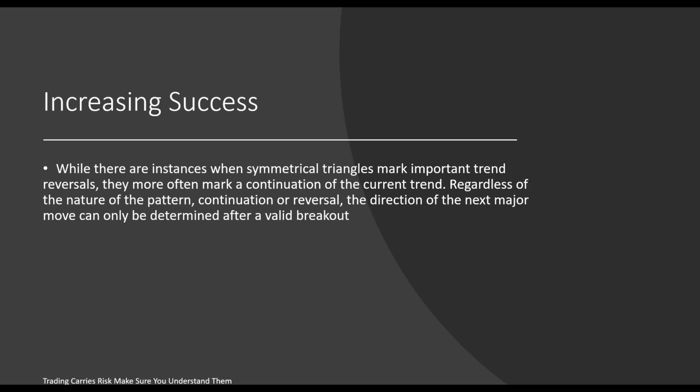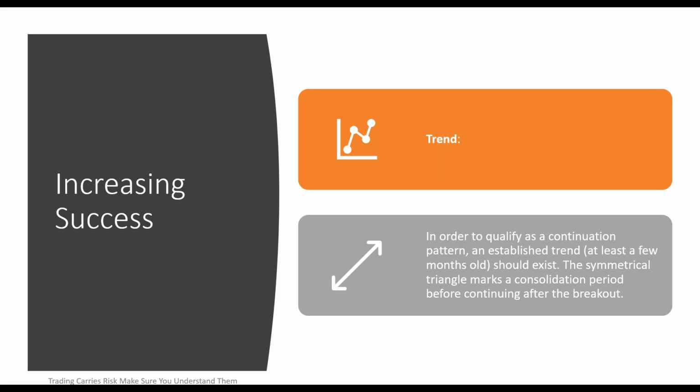Now, if you're a true die-hard trader that believes the trend is your friend, you'll only take those bullish or bearish setups based on the current trend, because you never trade against a trend. But with triangles, you do have the ability to do that, because then you're just trading the valid breakout. So what we want to do is look at a trend in order to qualify it as a continuation pattern. An established trend should exist, but we're not saying it has to be a long-term trend. It could be a very short-term trend.